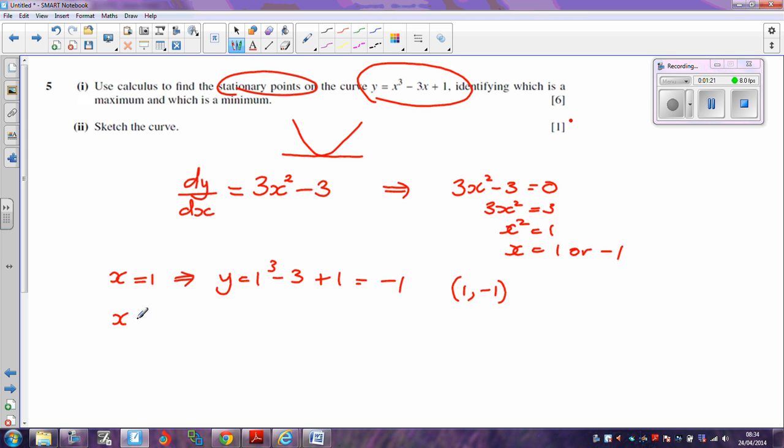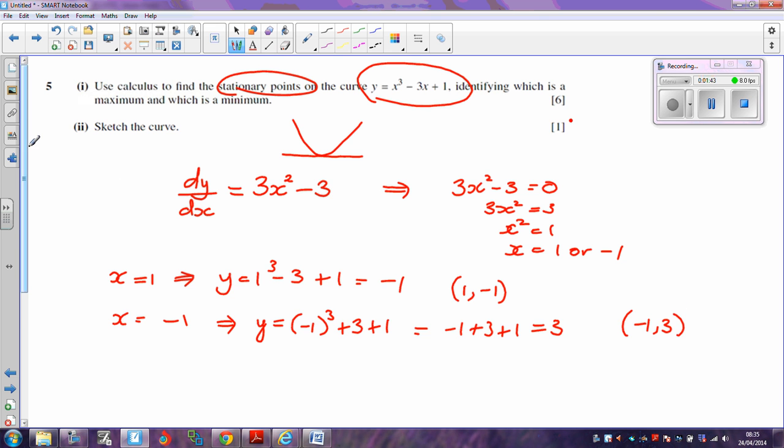When x is equal to minus 1, let's work out what y is again. So y is going to be minus 1 cubed minus 3 times minus 1. Well, that's plus 3 plus 1. Well, that comes out as minus 1 plus 3 plus 1, which is 3. So our other stationary point is at minus 1, 3.